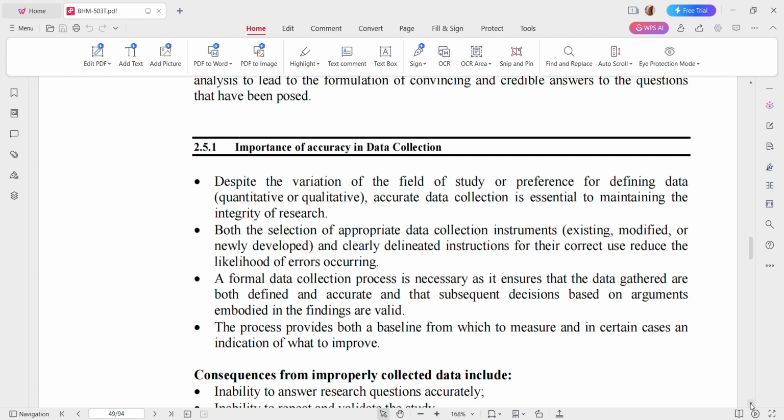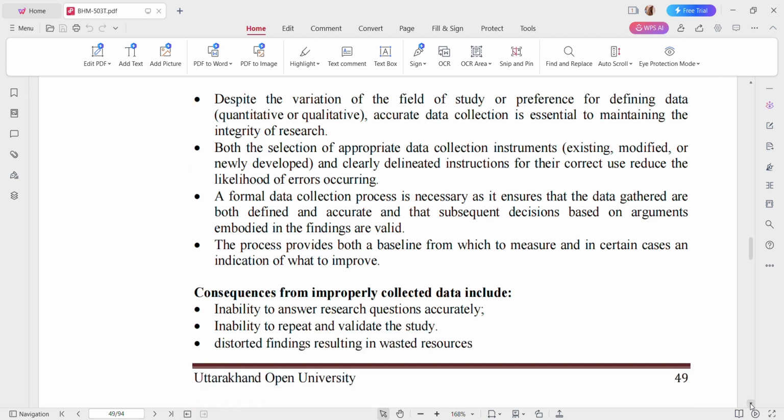So to really ensure na okay yung ano natin, then you have to follow what is set and what is established protocols for it. Next, the process provides both baseline from which to measure and in certain cases an indication of what is to improve. Now, after crafting your instruments and doing pilot testing or validating of your instruments, you will see there what are the things to be improved, what are the things to be modified so that validity is really achieved.